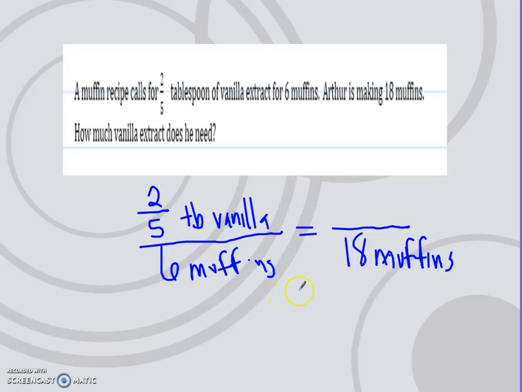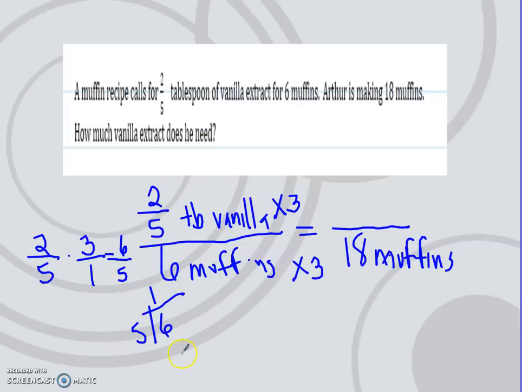Based upon equivalent fractions, 6 times 3 is 18. So if we do 2/5 times 3, we will get our answer. Now 3 is a whole number, so we are going to put it over 1. So we can't simplify the diagonal, so it's just top times top, bottom times bottom. 2 times 3 is 6. 5 times 1 is 5. We have 6/5, which can be simplified to 1 1/5 tablespoon of vanilla.